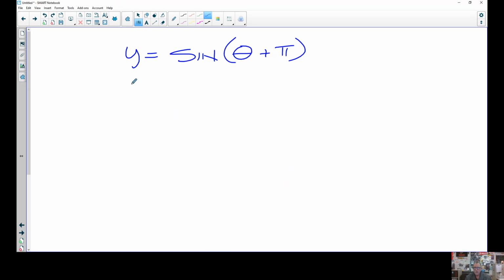All right, so let's go through our stats for this one. Amplitude. Well, there's no a value, so we consider it to be 1, right? Period. There's no b value to alter it, so our period is still going to be 2 pi. And now we have what we call a phase shift. The phase shift is when we move left or right. In this case, we're moving left pi. So now what is that going to do?